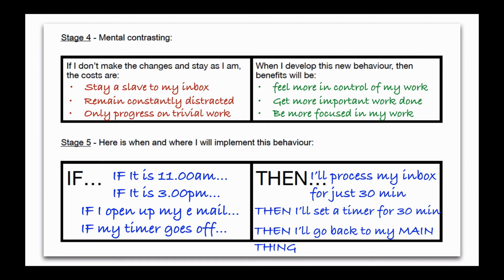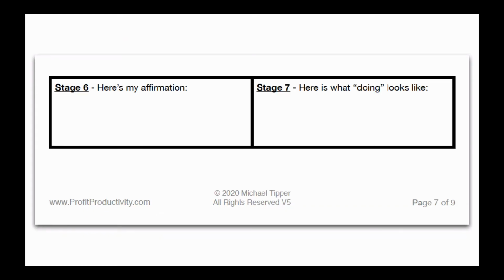With this particular example, all these if-thens are about a particular behavior. So nesting them like this is going to be more effective, but just beware of trying to do too many things at once using if-thens. So that's the 5th step of setting a clear direction. The 6th step is an affirmation. The 7th is what doing looks like.